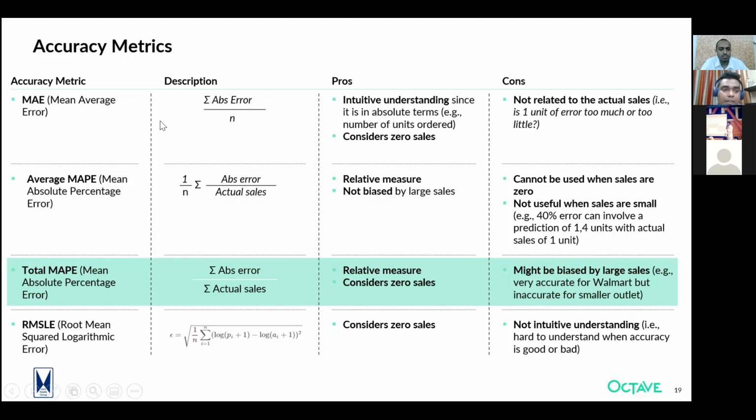So let's say mean absolute error. Anuk, I think you worked on these problems, right? Can you tell me why we can't use mean absolute error for this particular sales forecasting problem?